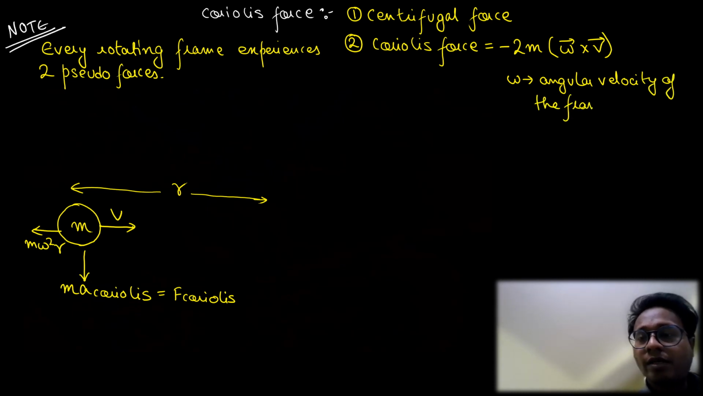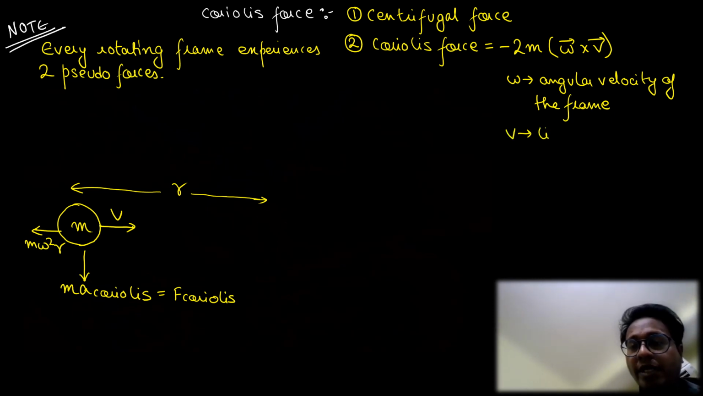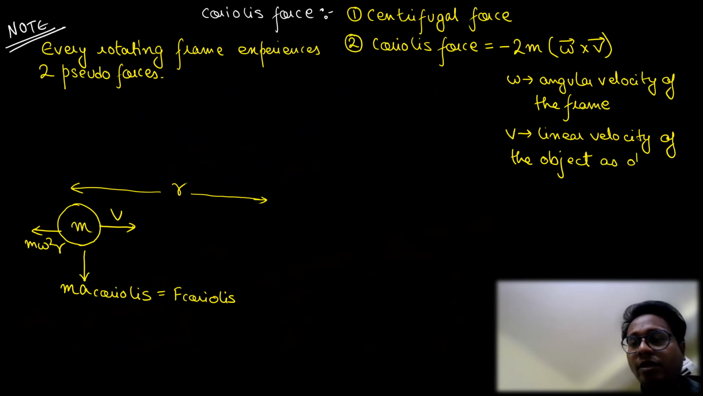And v is the linear velocity as observed by the rotating frame. That means this v should be observed by the rotating frame. Linear velocity of the object as observed by the rotating frame.